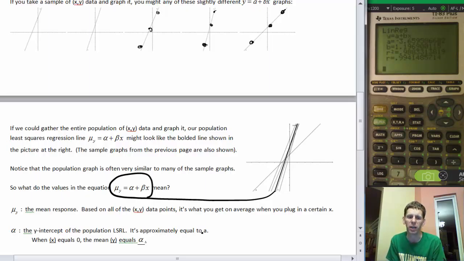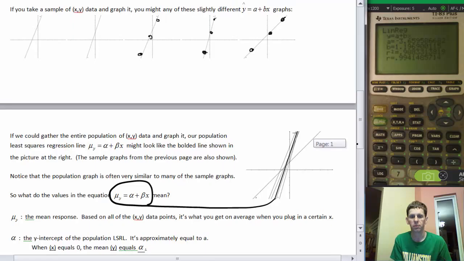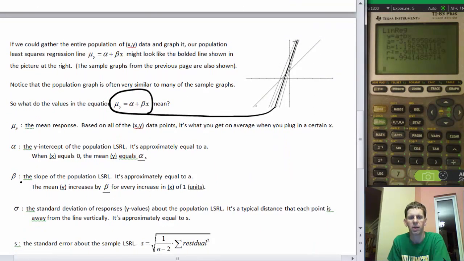It's approximately equal to a. To interpret it, we would substitute the context of what x and y are in the problem, and we would say when x equals 0, the mean y value equals alpha. Beta is the slope of the population least squares regression line. I have a typo in my worksheet. It's approximately equal to b. Beta is obviously the second letter of the Greek alphabet, so it should be replacing the second letter of our alphabet.